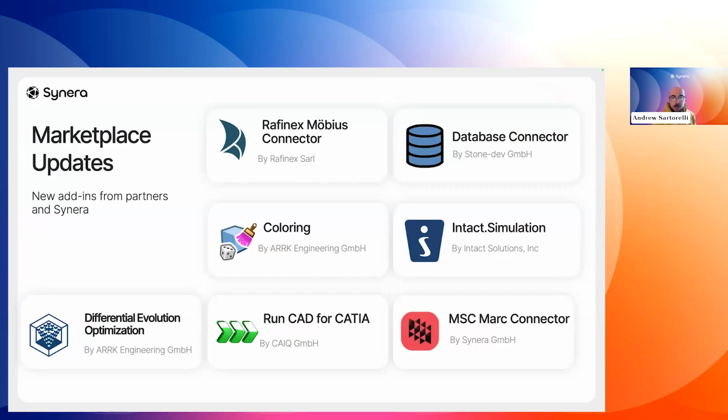We have now a database connector from StoneDev. Arc Engineering has released the first few add-ins. So they've added a coloring one. So if you're working with assemblies and you need to just apply some different colors to easily distinguish parts, that's a great option there. We've got the differential evolution optimization also coming from Arc. Excited to see what folks are able to create with that. As I said, we have the MSC Mark connector that actually released today. We have Intact simulation, and we have Run CAD for CATIA.